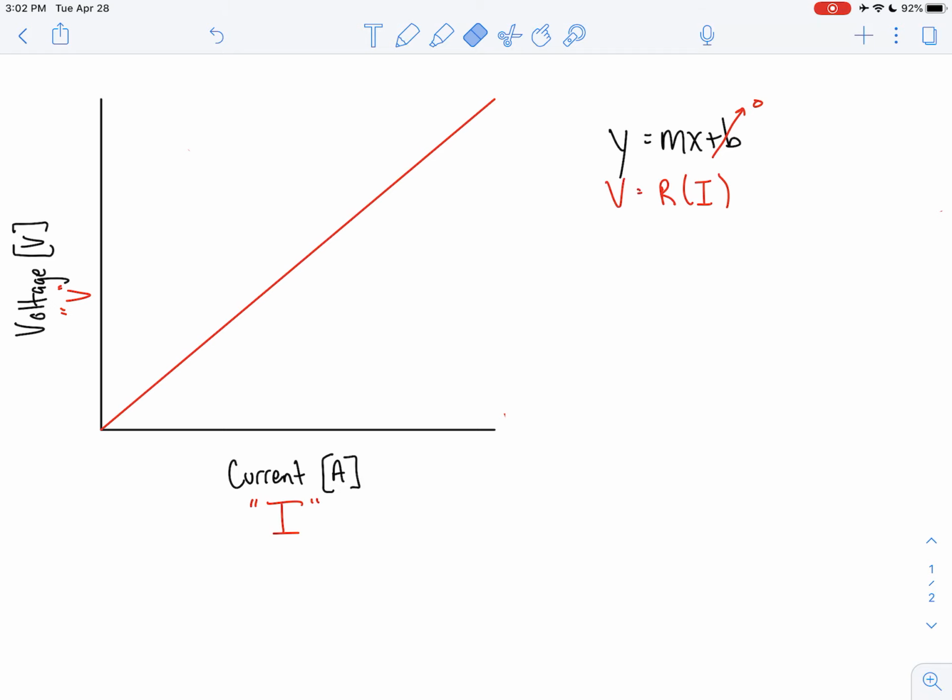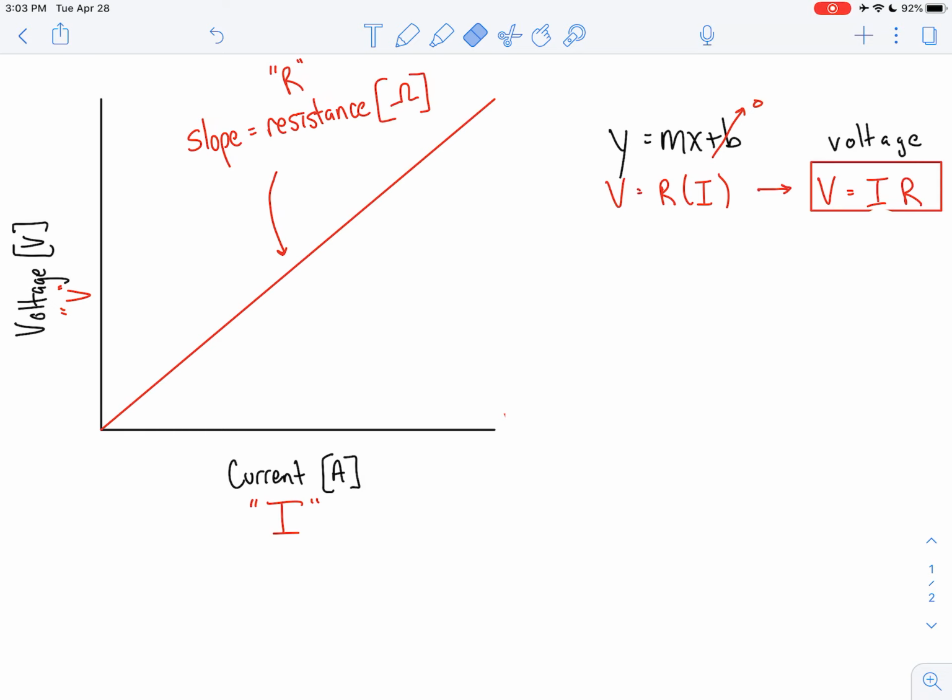V equals your slope times I, and your slope is actually going to represent the resistance R, which is a measurement made in ohms and determines how much current is going to be in the circuit. So this is the fundamentals of Ohm's law. You might see a more familiar version using the equation V equals IR.